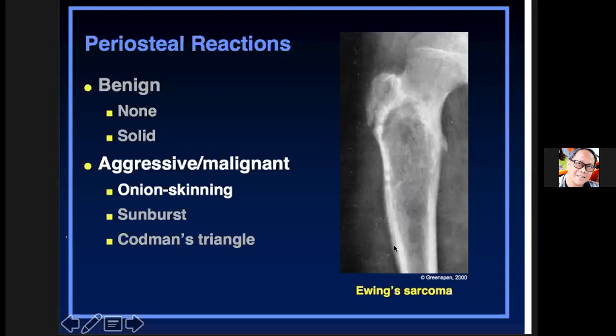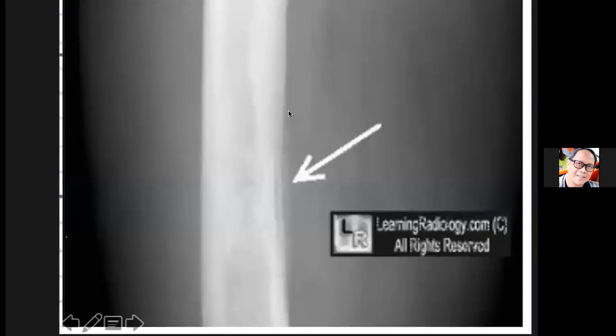And if you look very closely, there is cortical destruction and some layering, and of course some soft tissue swelling as well. Okay, and this is probably a better view. It's a magnified view of that. So there is layering, and you can see obviously that the cortex is no longer intact. There is cortical destruction. That is a very classic appearance of onion skinning.